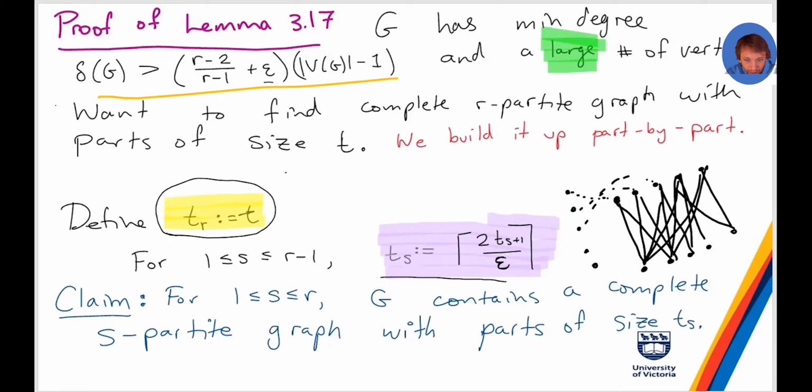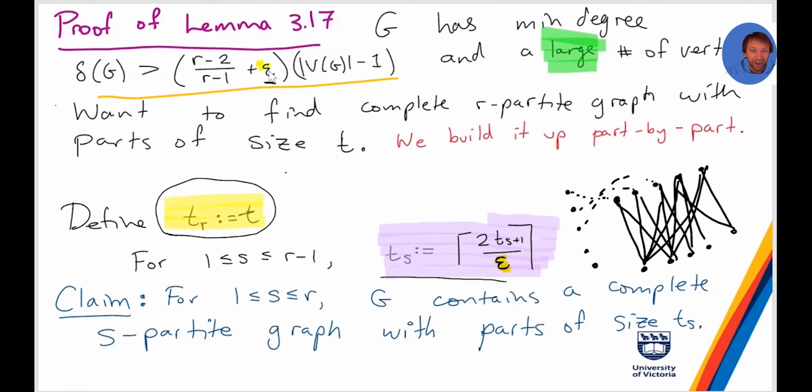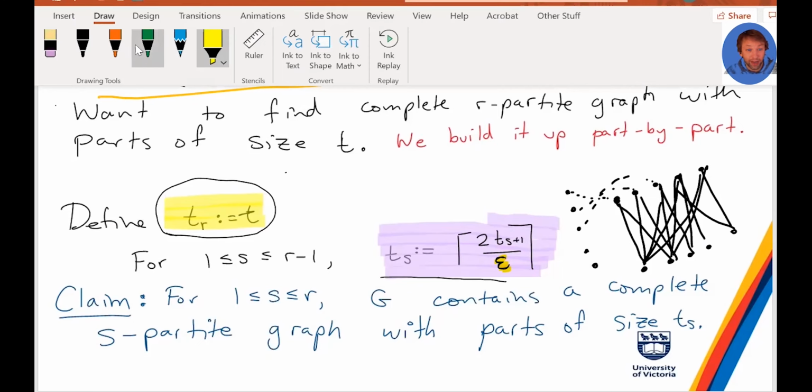So this is not a 3, it's backwards, right? This is an epsilon, and this is the same epsilon that we have here. So basically every time, T_R is the smallest one, T_{R-1}, I multiply by 2 and divide by epsilon, so it's quite a bit bigger than T_R, and so on and so forth, all the way down to 1.